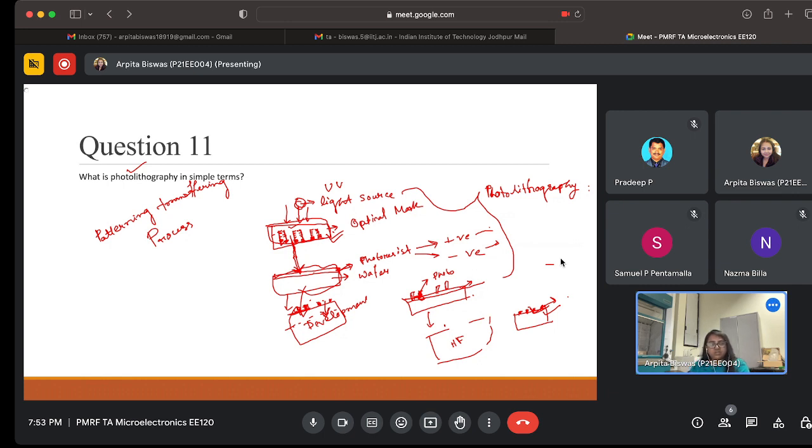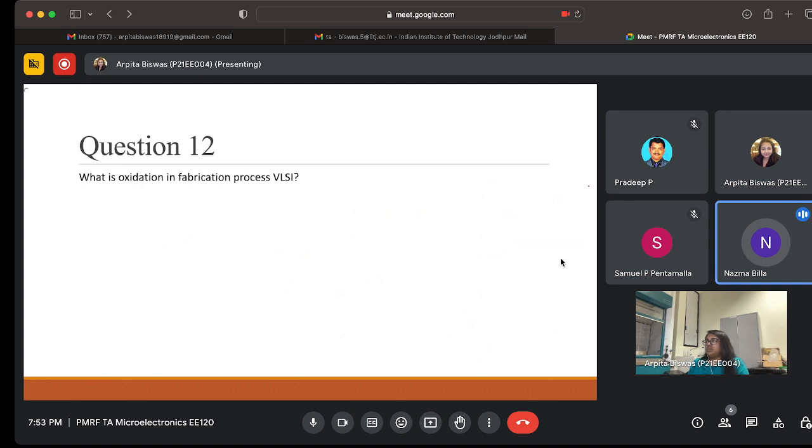Nazma, have you understood what the photolithography process is? Yes, ma'am. Okay. So can we move towards the next question? Yes, ma'am. Okay. So question number 12 is, what is oxidation in the VLSI fabrication process? We have already discussed the oxidation process, right? So can you explain it right now? What is the oxidation process and the types of oxidation process?